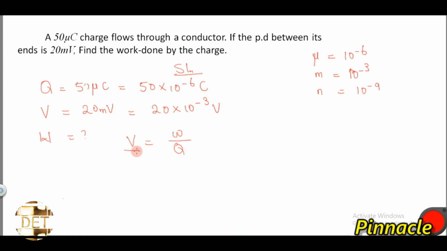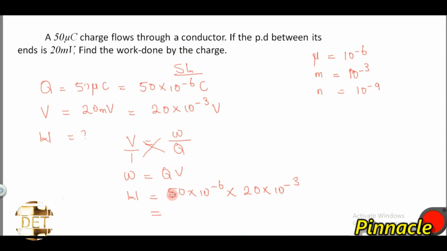So this is like V all over 1. When we cross multiply, W times 1 will give us W is equal to what? V times Q will give us what? QV. So my work done will be equal to, what is my Q? My Q is 50 times 10 raised to the power minus 6, right? So that's 50 times 10 raised to the power of minus 6 times, what is my V? My V is 20 times 10 raised to the power of minus 3.